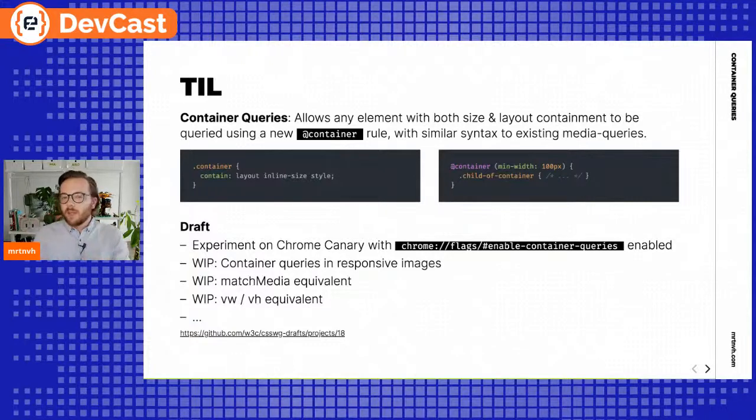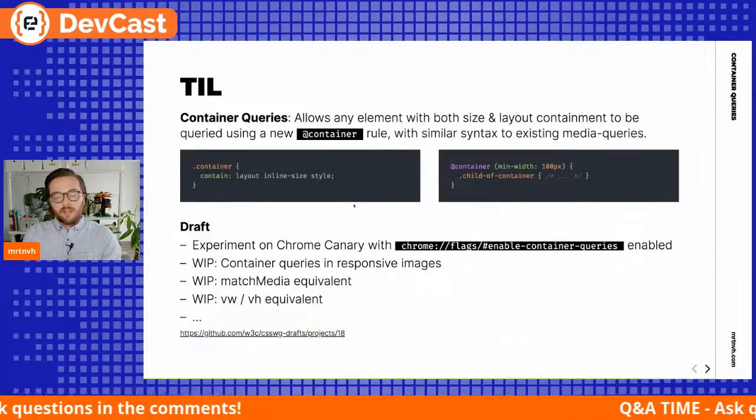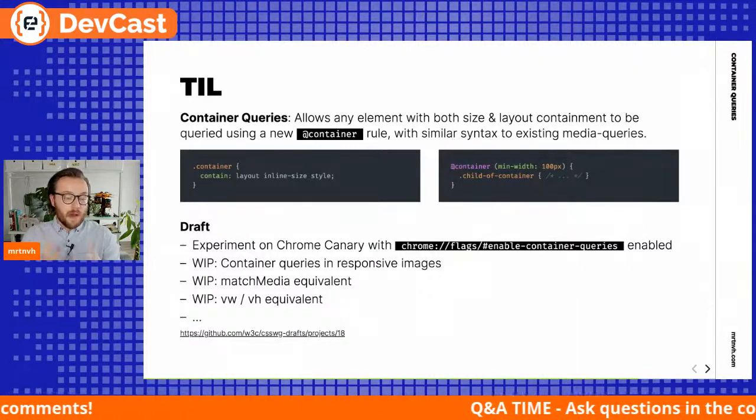Let's round it off. Container queries. Container queries allow that any element with both size and layout containment can be queried using a new container rule with a similar syntax like media queries. So we have our contain property that we set on our container and an add container rule that we use with our descendants. It's still a draft, and it's bound to change.